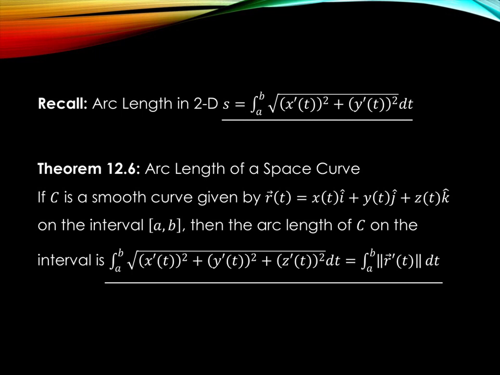And if we're going to take a look at arc length of a space curve, then we're looking at this same thing but in 3 dimensions, right? So if C is a smooth curve given by the parametric equation r of t, which is x of t i, y of t j, z of t k, on the interval from a to b, then the arc length of C on the interval is the 3-dimensional version of the one we just did. Right, so we have x prime of t squared plus y prime of t squared plus z prime of t squared. And this is the integral from a to b of the magnitude of r prime of t. Okay, so those are 2 versions of the same equation, really.